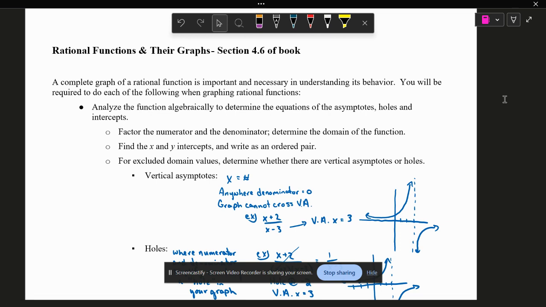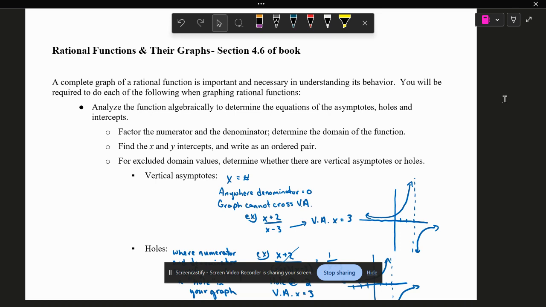This is rational functions and their graphs. Rational functions and their graphs is kind of a piggyback onto what we've been doing. So we've been simplifying rational expressions, and we've also been solving rational expressions in class. The simplifying part is the big one that really helps us determine where our graph's going to go and what it's going to look like.